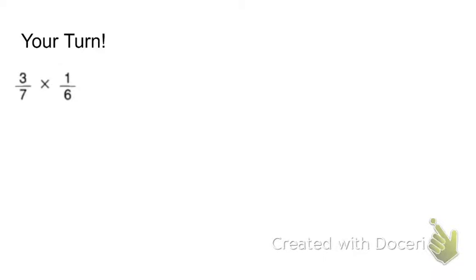Okay, so the first one you guys are going to practice on your own is going to be 3/7 times 1/6. And like the video from yesterday, you guys are going to pause, work the problem, and then tell us what solution you got and check to see if your solution matches our solution. So go ahead and pause the video and try it for yourself now.